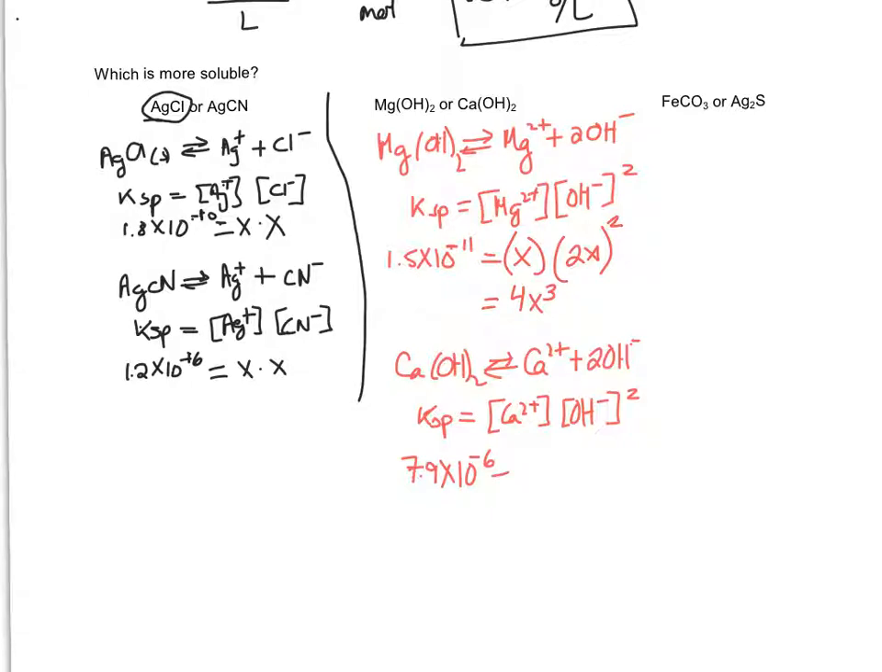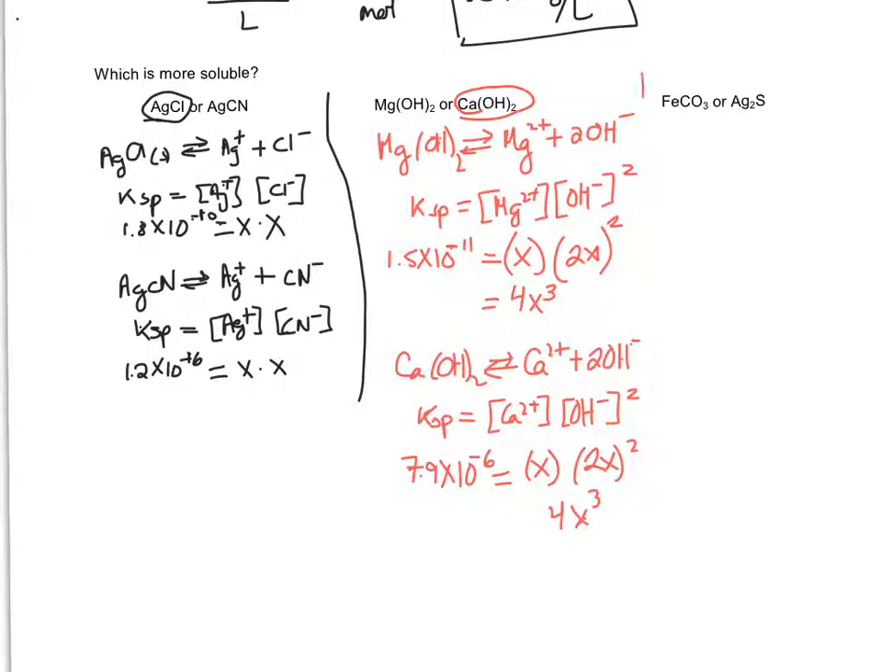Same thing with this one. You would say this is X and then this is 2X, but then don't forget your squared. So again, 4X cubed, and if you wanted to find X, you would divide by 4 and take the cube root of it. So since they are the same ratio, without even plugging into your calculator, you can say the one with the higher Ksp, which would be this one, the bigger Ksp means that you'd have more ions associated and therefore more soluble. And so this has a higher Ksp, and so it is more soluble. Again, you don't even have to write all that as long as they're the same ratio.